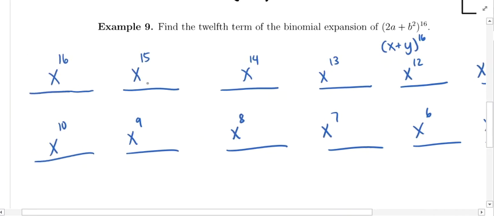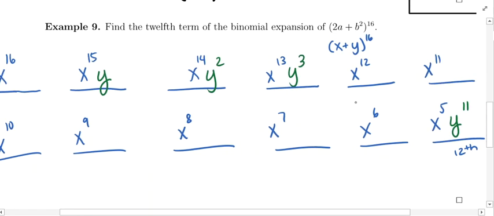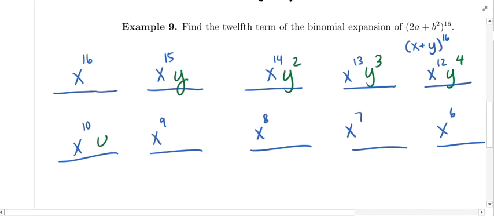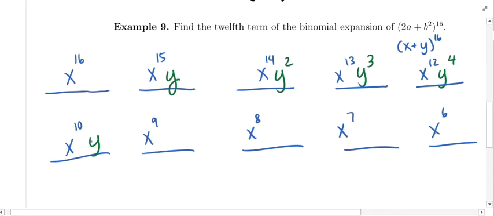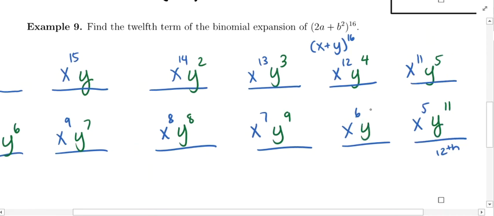The first term would not have a y. You'd pick up with the y in the second term, and then you just start adding 1 to the exponent. We should end, like I said, on y to the 11th. So let's just make sure. I'm writing here, and yes, we do. All right, so we've got that.